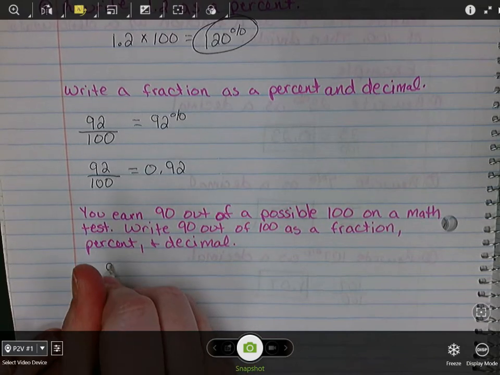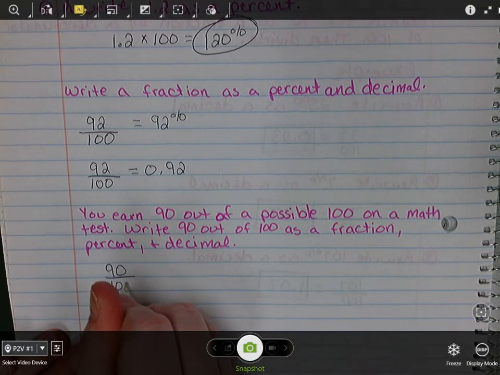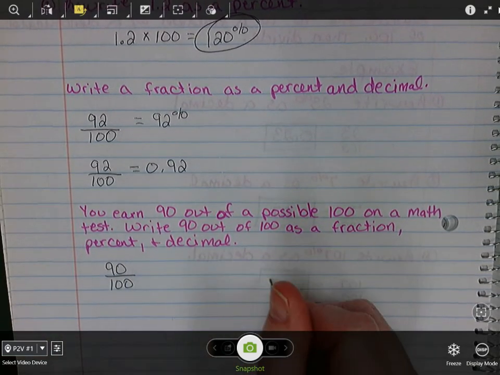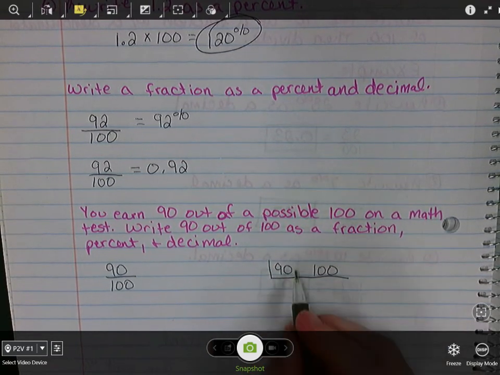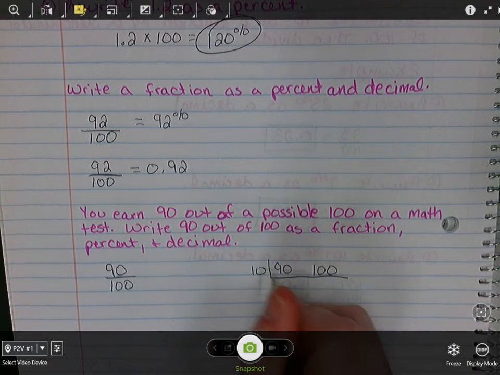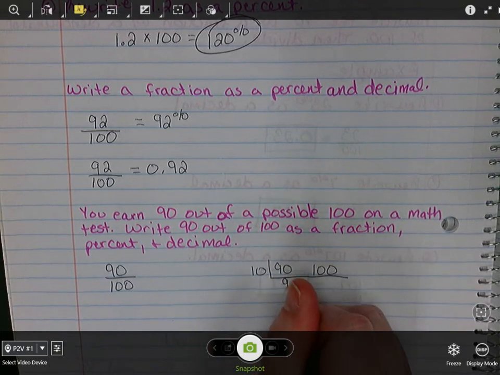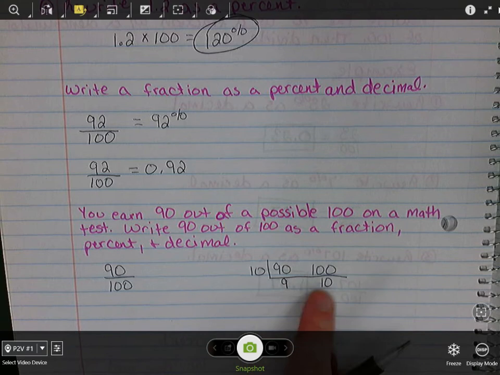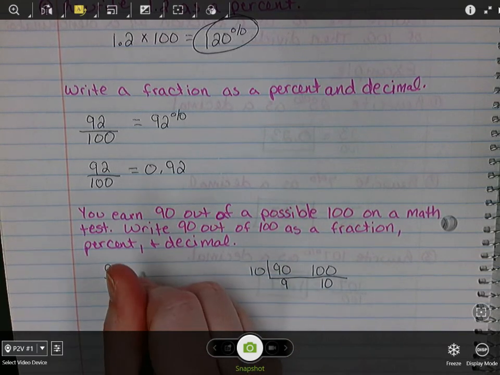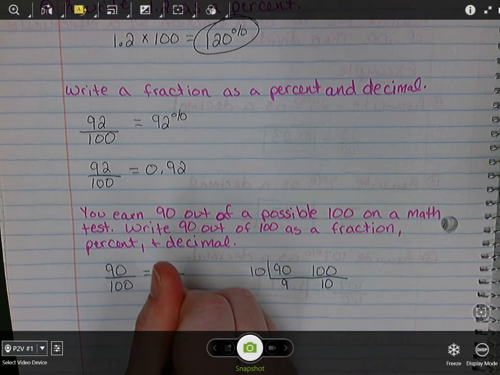To write it as a fraction, you do 90 out of 100, and then we need to simplify. So to simplify, we use the ladder method. These both end in 0, so I can divide by 10. 90 divided by 10 is 9, and 100 divided by 10 is 10. And these, their greatest common factor is 1, so we're done. So this, as a fraction, would be 9/10. So this is my fraction.